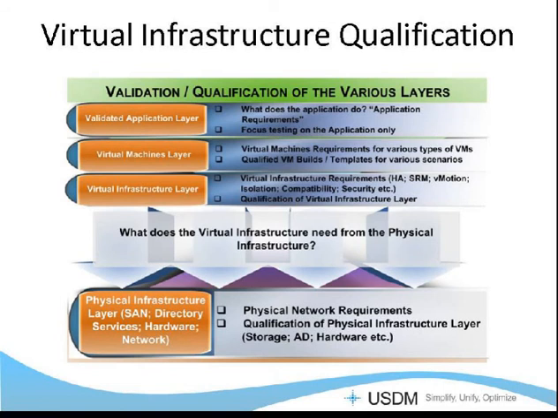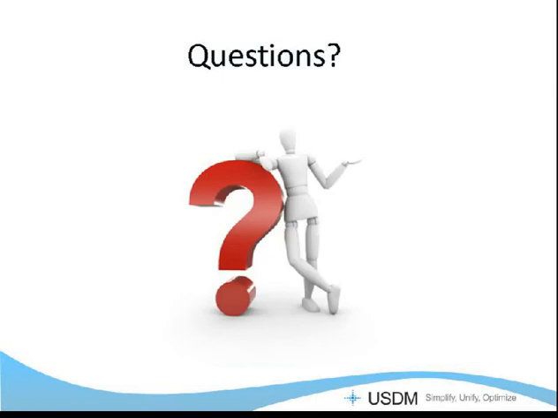So it kind of follows a very layered approach. You start with the application at the top, the virtual machines fall below that, the virtual infrastructure falls below that, and then finally you have the other infrastructure components that support the virtual infrastructure, like your physical infrastructure, directory services, networking services, etc. So that, in a nutshell, is a quick synopsis.